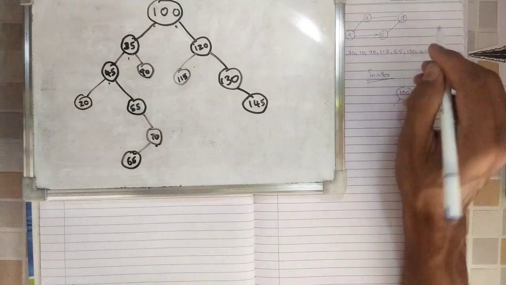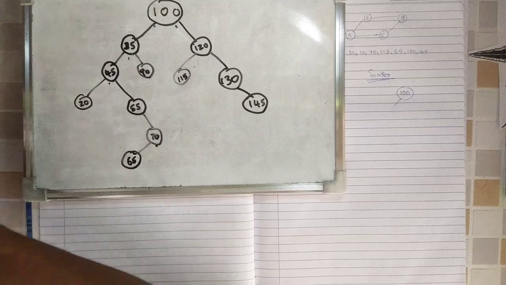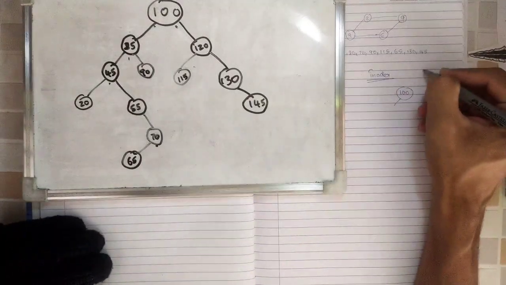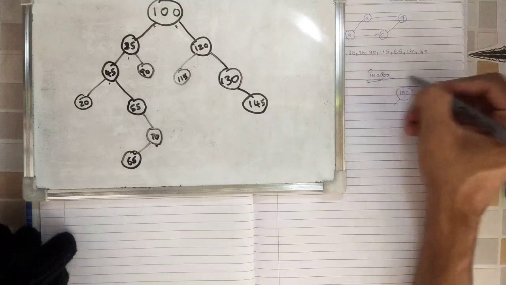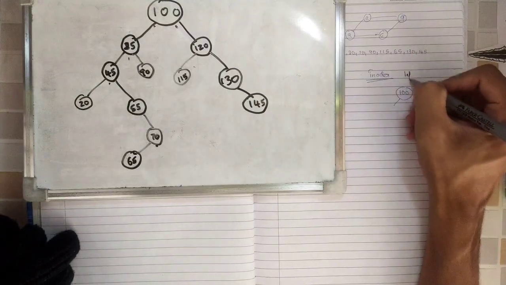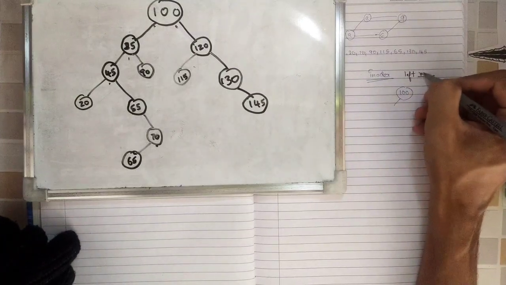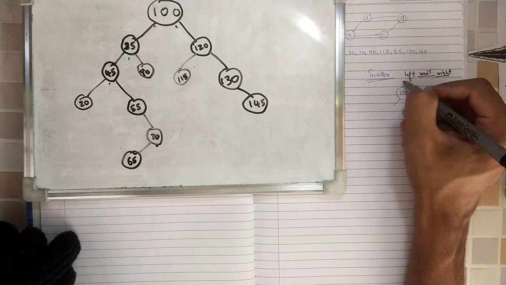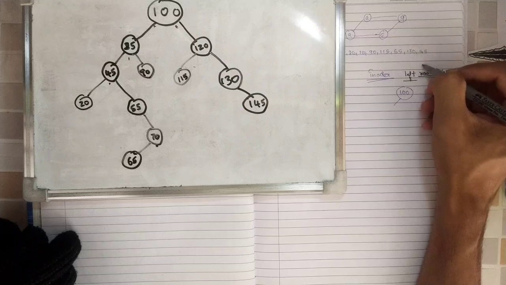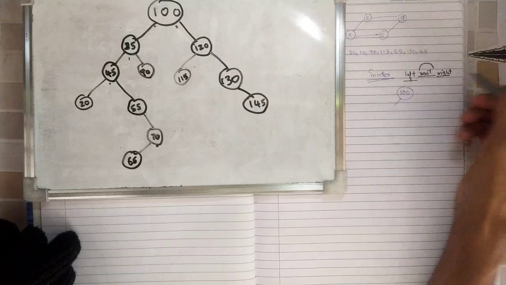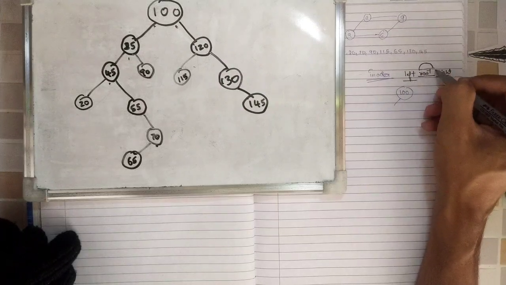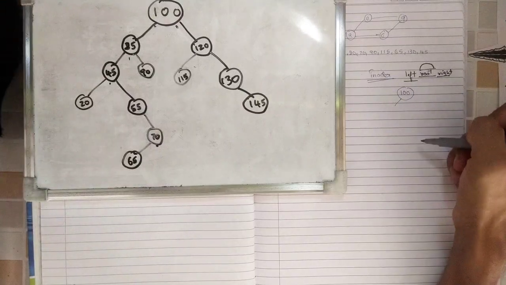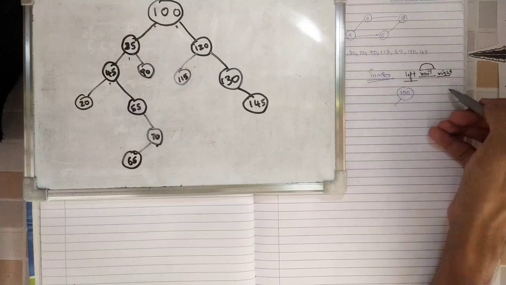For in order, let me take a marker. It should be visible properly. So for in order, what will happen? My root will be in the middle. Okay, so first I will visit my left, then I have my root, then I have my right. So this is my root. It became like a burger. Anyhow, left, root, right. So my root should be in the middle, and then my left, then my right.